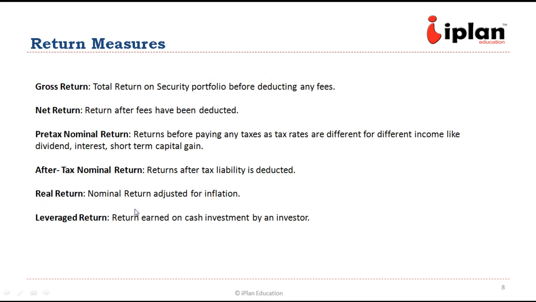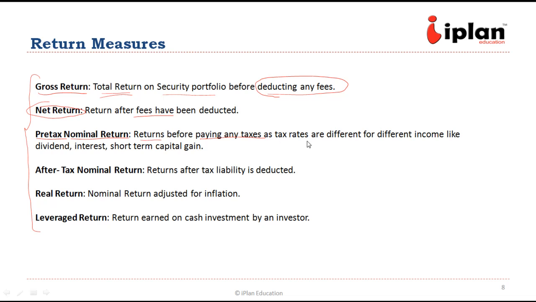Once we have decided the type of return measure we are using, we get the value of return. So these are certain terms for various steps in performance calculation. The first is gross return. This is the total return on the security portfolio before deducting any fees. There might be fees which are being charged by the advisor, etc. The second is net return. This is after the fees have been deducted. Then third is pre-tax nominal return. This is the return before paying any tax.